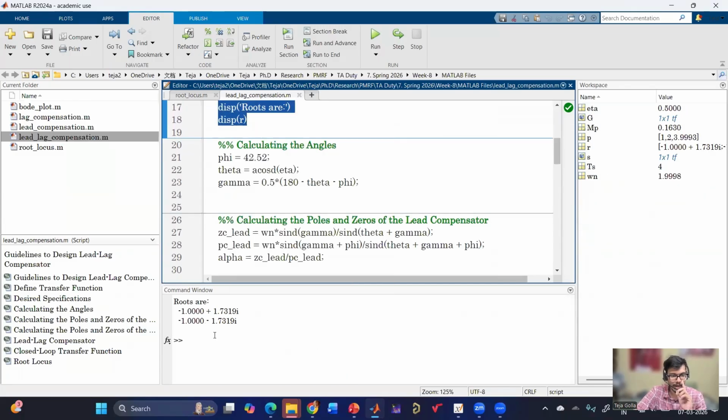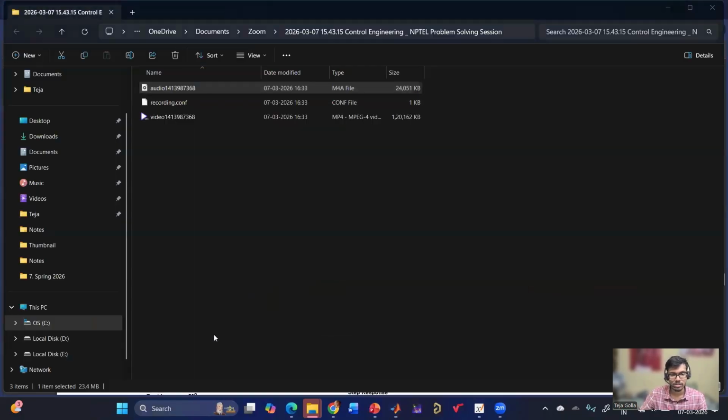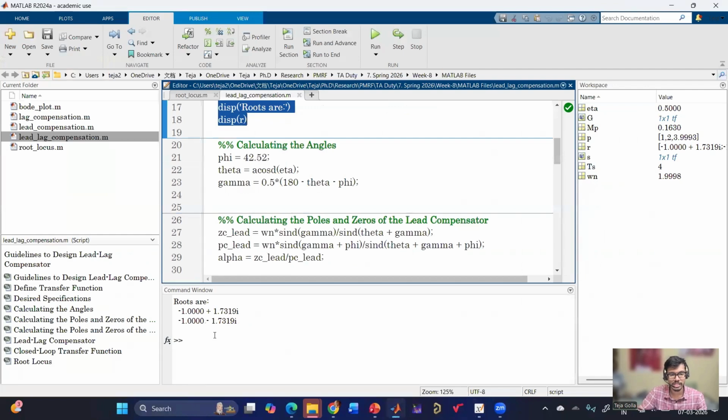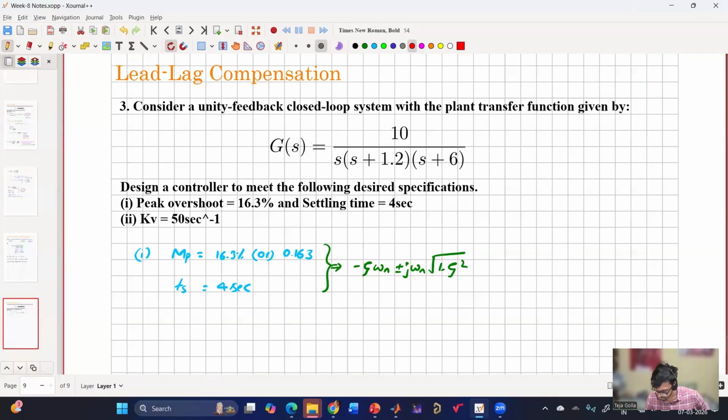So these are my roots, -1 plus or minus J 1.7319. So this is my desired pole location.